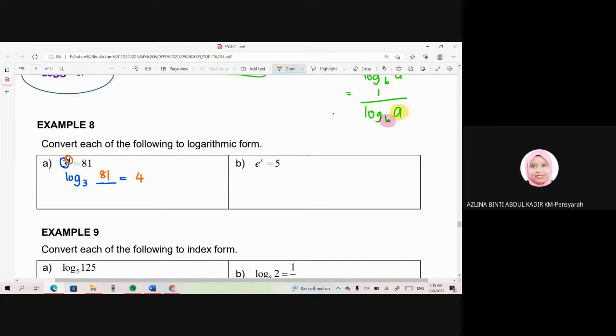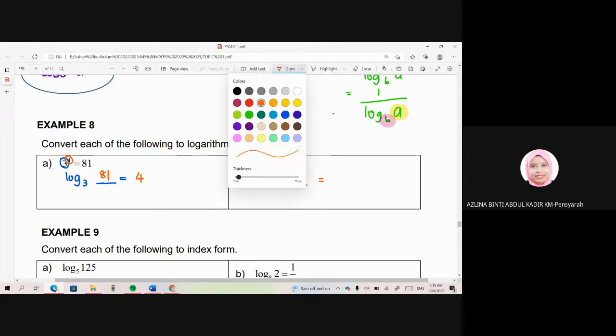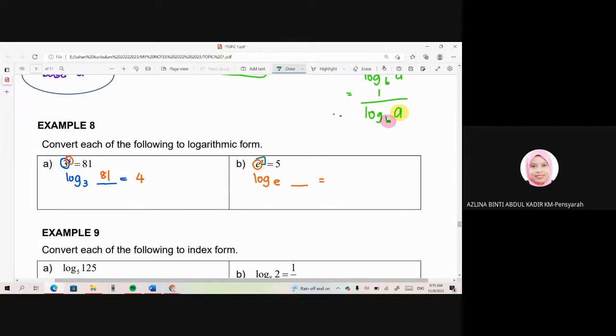Okay, next B. e to the power of x is equals to 5. First you check base. So log base e. Equals to power index. So x here equals to x. Now here is 5. Log base e, that is ln. Ln 5 is equals to x. Okay, next.